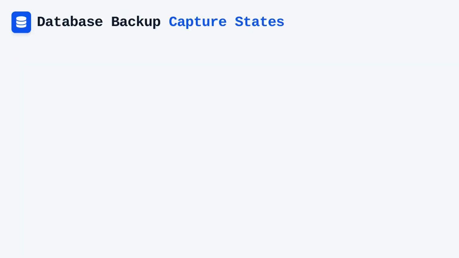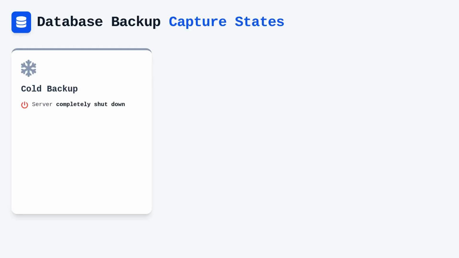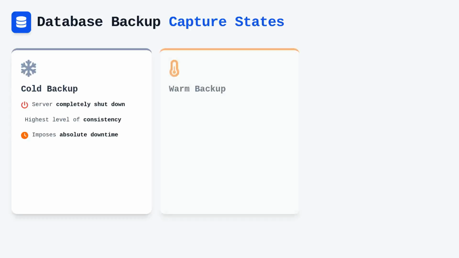The state of the database during a capture process introduces the distinction between cold, warm, and hot backups. A cold backup requires the database server to be completely shut down, ensuring that no data is being modified while the files are copied, which provides the highest level of consistency but imposes absolute downtime. A warm backup generally refers to a state where the server is running, but the database is locked or read-only, preventing writes during the procedure.